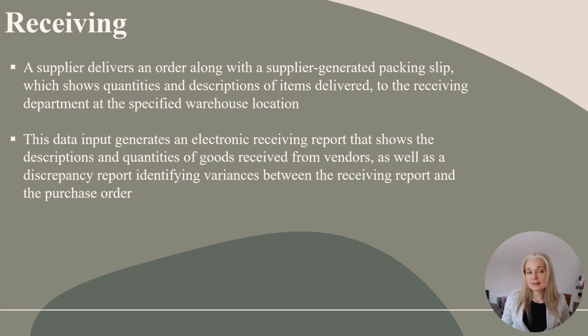The data then generates a receiving report, and this report will show the descriptions and quantities of goods received from vendors. So you have your packing slip from the vendor, and then you're creating a receiving report which counts all the products you receive and the name of the products. And then you will also need to have a discrepancy report that looks at the variances between your receiving report, your purchase order, and also your supplier generated packing slip to make sure that there are no incongruencies.